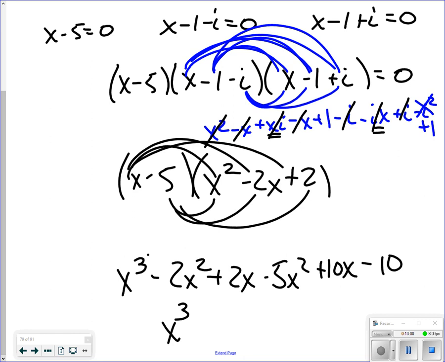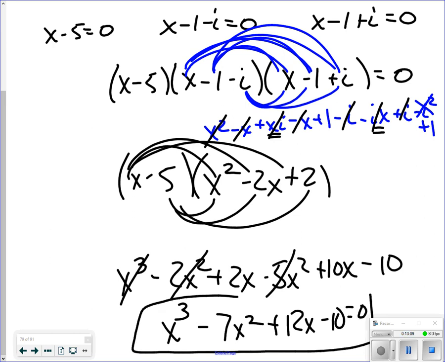So finish line now. Add the like ones together, and that would be the question that has those 3 as your solutions. So again, when you have 5 and 1 plus i and 1 minus i as your solutions, this would have to be the equation in order to get those.